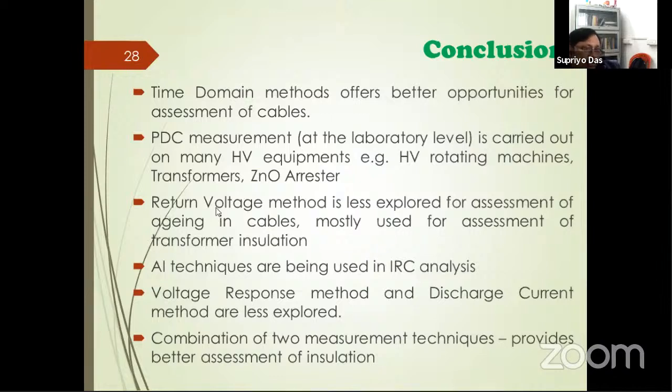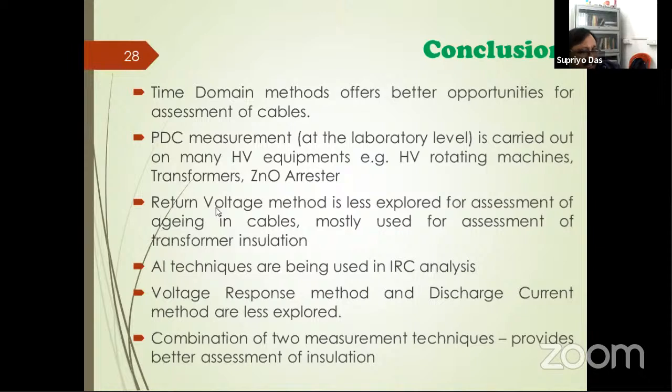I would like to conclude here with the following points. The time domain method offers better opportunities for assessment of cables. PDC measurement at laboratory level is carried out on many high voltage equipments. It's not limited to cables, even on high voltage rotating machines, transformers, and surge arresters.